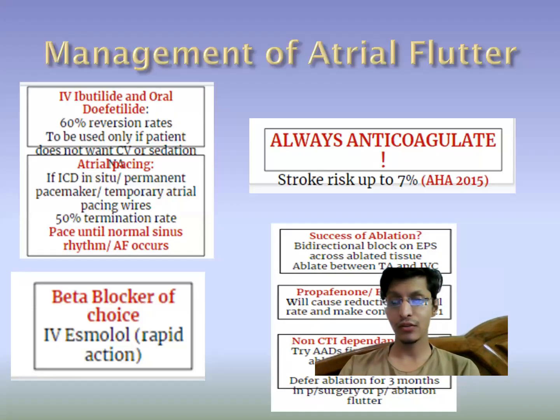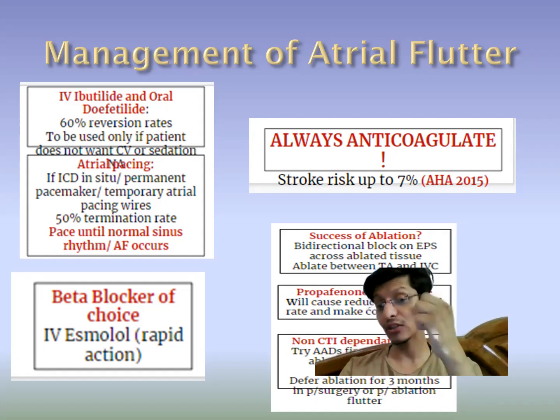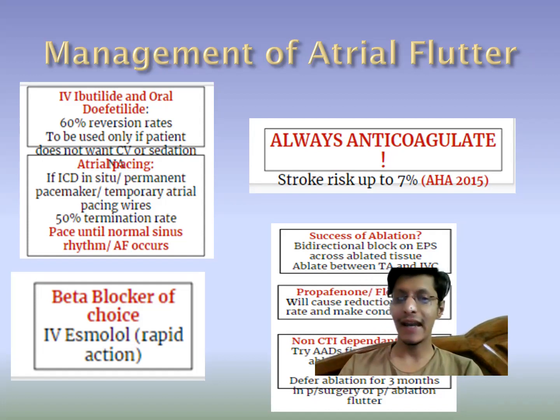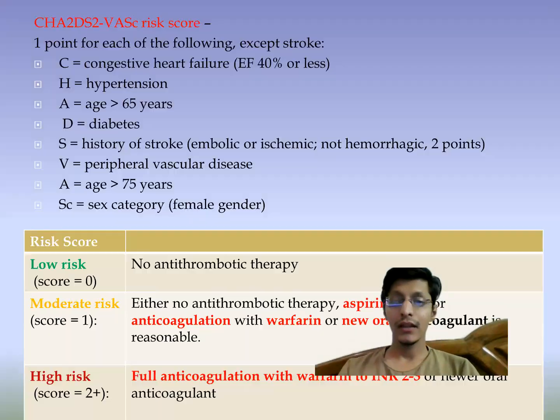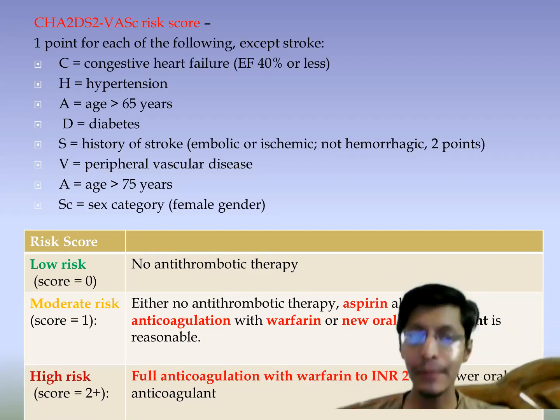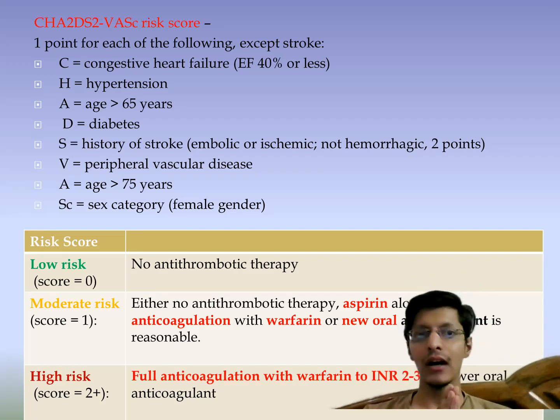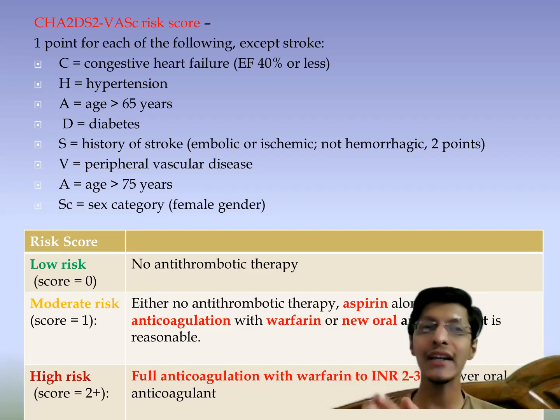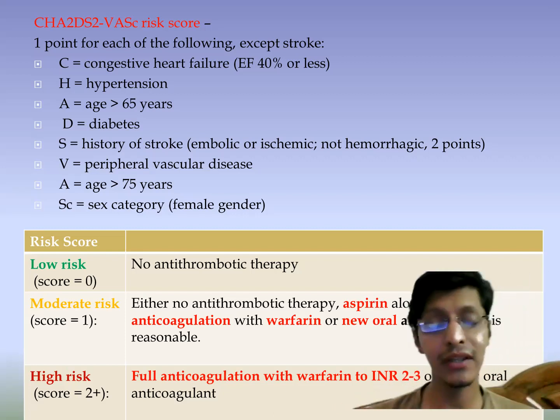So what is the management of atrial flutter? You give IV ibutilide, you give oral dofetilide. Atrial pacing can be done. The beta blocker of choice here is short-acting esmolol, and because the patient can have a thrombus inside the right atrium, always anticoagulate the patient. Very important over here is the CHADS-VASc score, which we usually forget, but we all should know because this will help you tell how to anticoagulate the patient and which drug to be given to the patient.